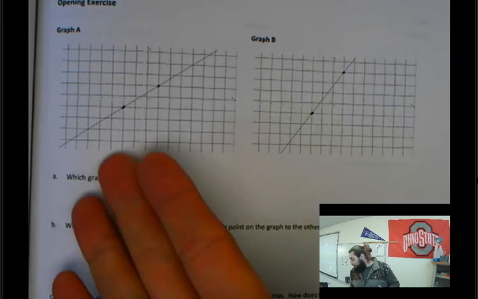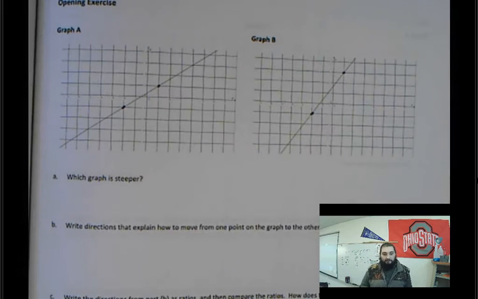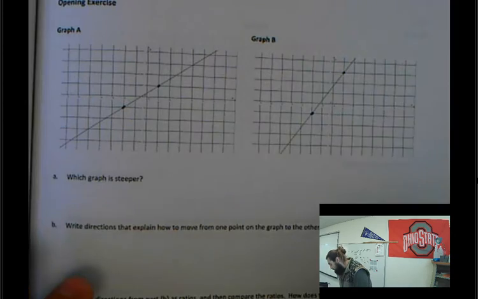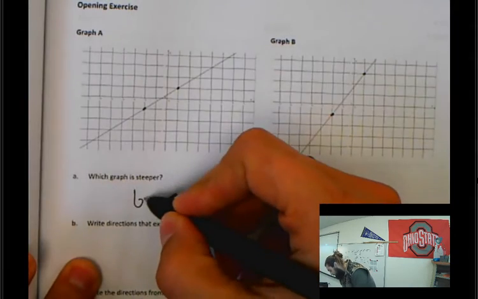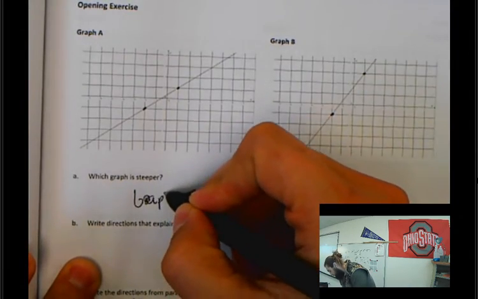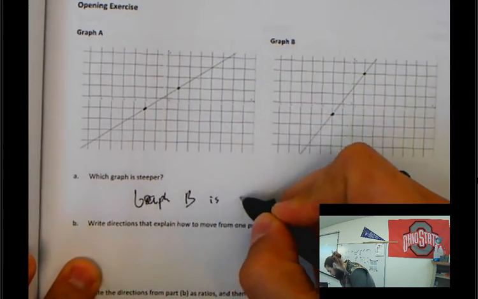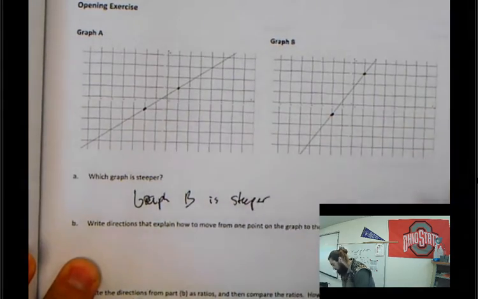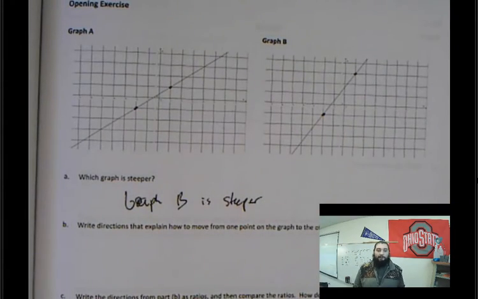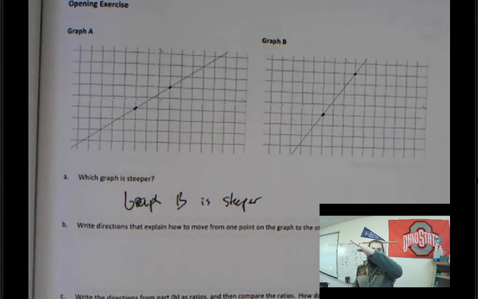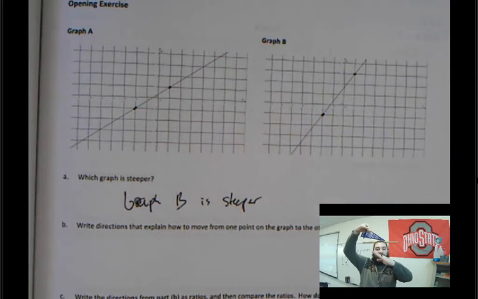So, is graph A steeper? Is graph B steeper? Take a second. Tell me what you think, or write down what you think. Hit pause. Okay. So for me, graph B looks to be the steeper slope, the steeper line. Graph A kind of looks like this. Graph B kind of looks like this.